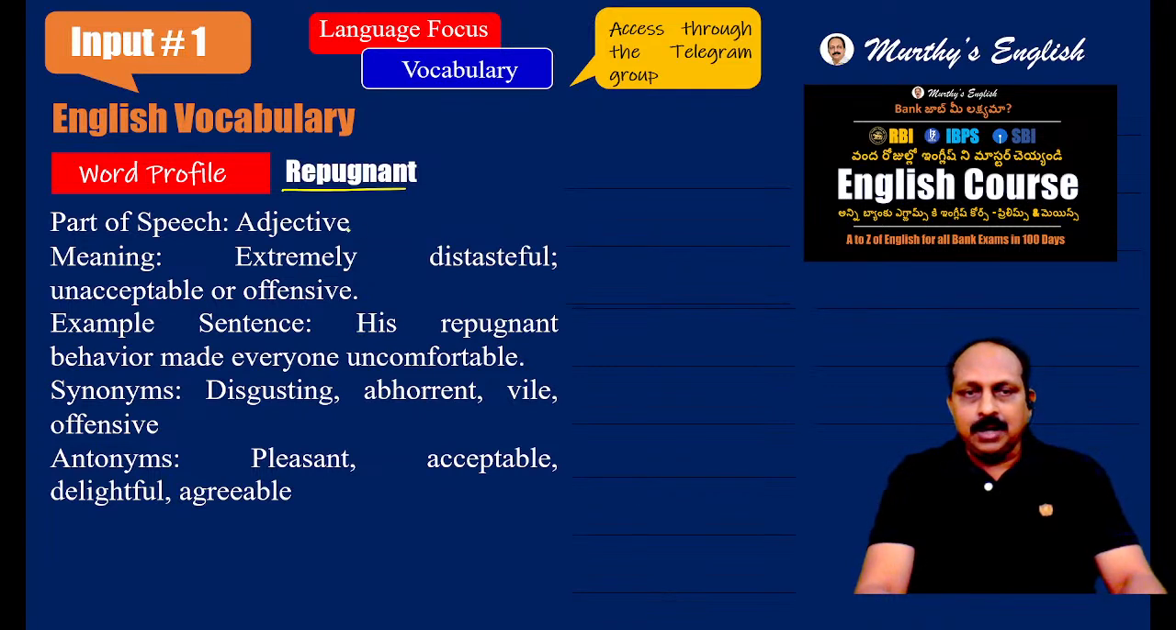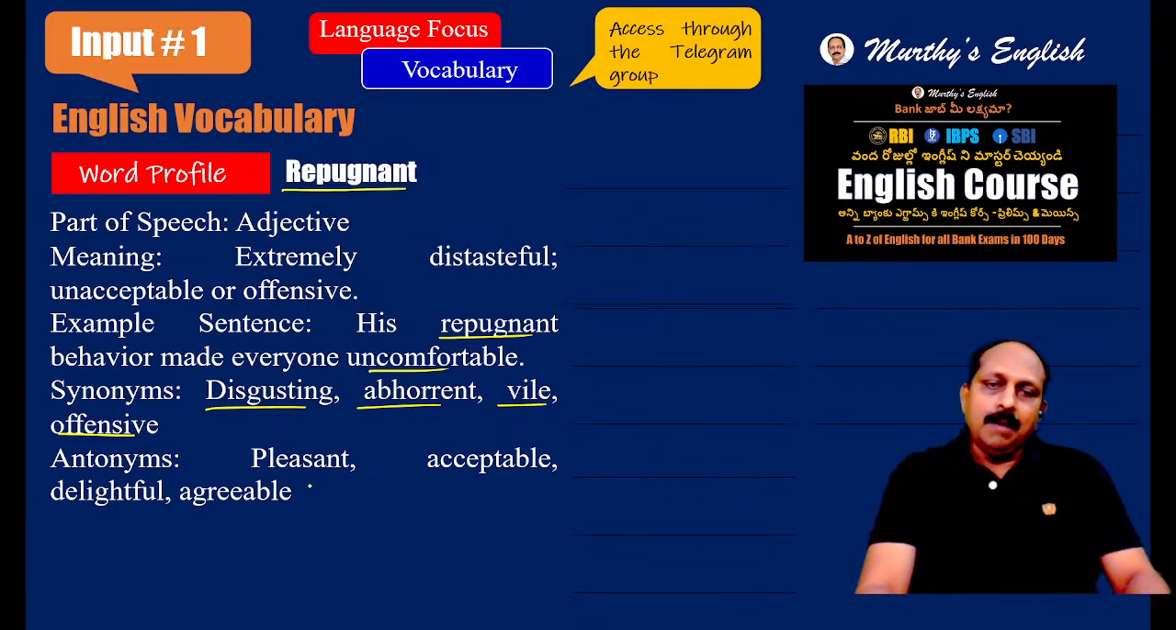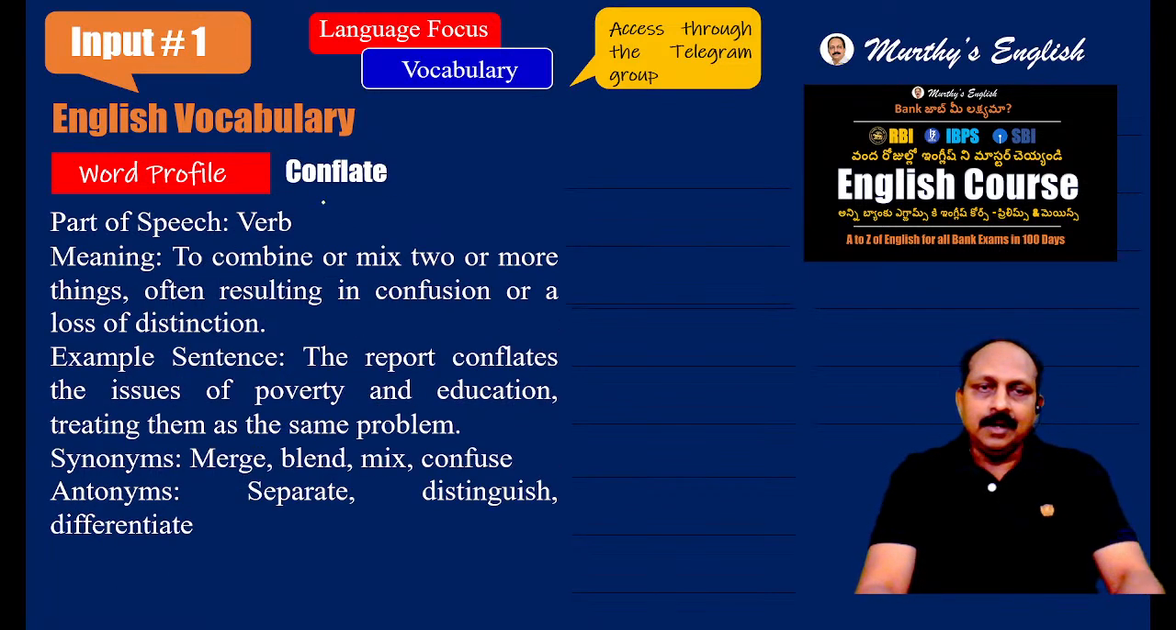Repugnant, we have got a few times, part of speech adjective. Extremely distasteful. You can also think of the word disgusting, unacceptable, or offensive. His repugnant behavior made everyone uncomfortable, means not in good taste. Disgusting, aberrant, vile, offensive. Offensive is a simple word, but you got to remember these three words: disgusting, aberrant, vile. Pleasant, acceptable, delightful, agreeable, decent, also you can say.